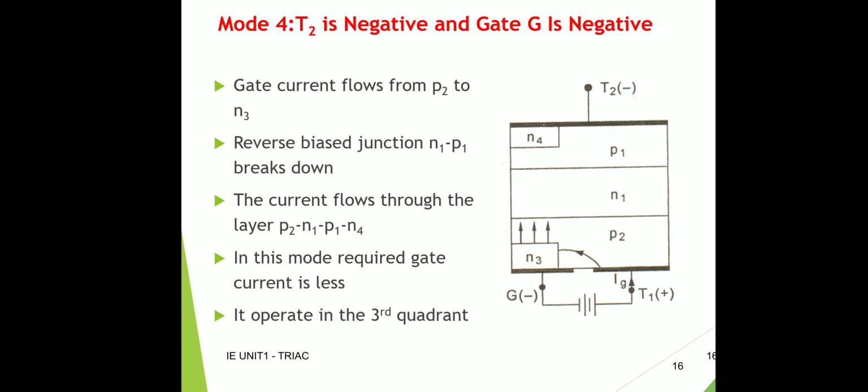In this mode, the required gate current is less. To operate this fourth mode, the gate current required is less. Because when gate is negative, for a small amount of gate current, this N3 layer injects the electrons into the P2. That is the reason much less gate current is required.